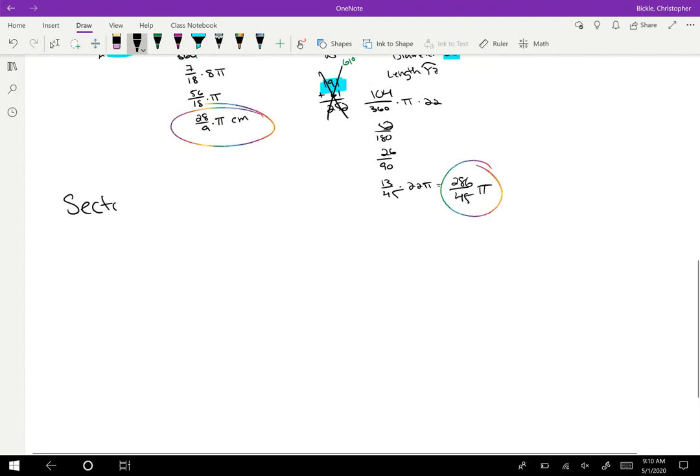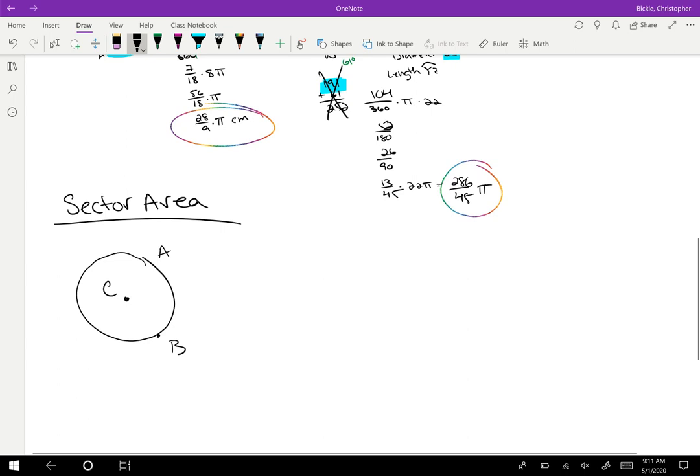Last one is called sector area. The reason sector area becomes so easy now is because sector area is just going to be the area of a portion of a circle, okay? So when we talk about a sector, it's just a portion on the inside. Again, let's keep that circle centered at C. Let's put this point A and this point B. Now, if we draw those going out, if I color this part in, this is a sector.